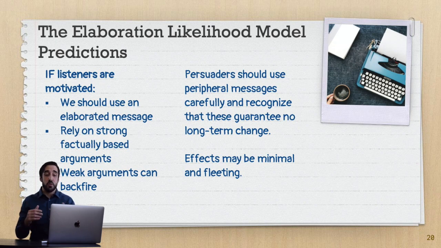So persuaders who want to use the peripheral messages should be very careful to note that their messages don't guarantee any long-term change. The effects can often be very minimal, and they should be careful to avoid using things like logical fallacies or unethical appeals that might otherwise be dangerous and deceptive.